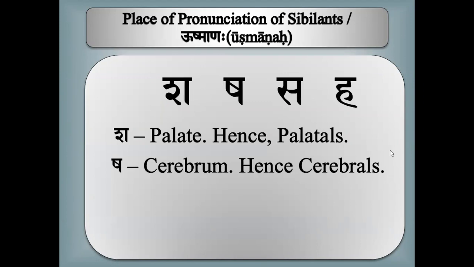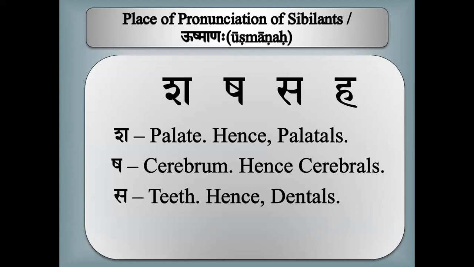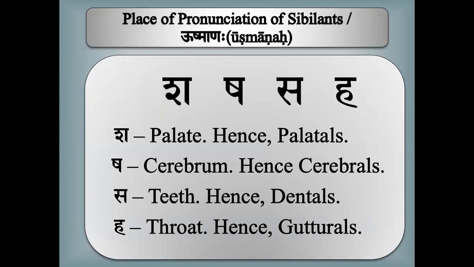Then the next one, sa. What is the place of pronunciation of the third letter, sa? Dental. Good. That is dental. Like Saraswati, Sarpa. That sa is dental. So sha, sha, sa. What about the last one? The soft aspirate, ha. It is throat, guttural. So you can note down the place of pronunciation of the Ushmana letters: palatal, cerebral, dental, guttural. Sha, sha, sa, ha.